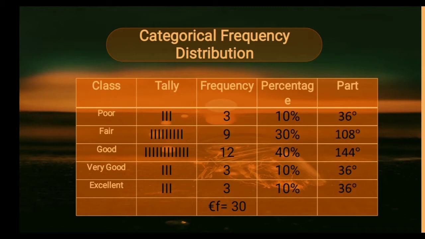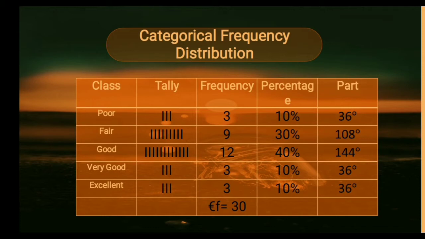In the third column, which is the percentage, we are going to divide 3, which is the frequency, by 30. 30 is the total number of respondents. So 3 divided by 30 is 0.10, multiplied by 100 is equal to 10%. 9 divided by 30 multiplied by 100 is 30%. Same thing to do for the rest of the numbers.